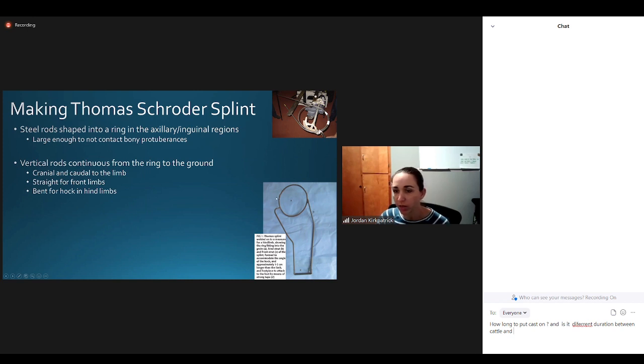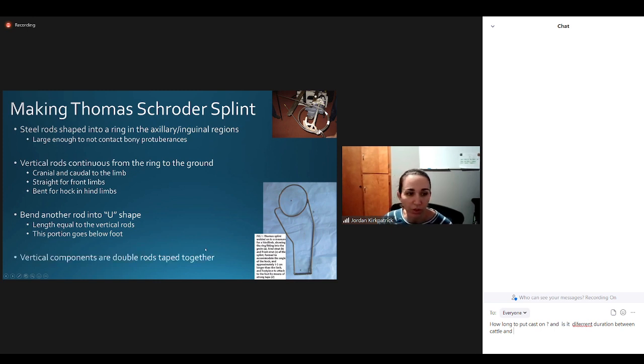So this is the ring that will go either over the shoulder or over the pelvis. And then these vertical rods, this one is bent because it's for a hind leg, not a front leg. So it has to be bent at the tarsus. And then there's a U shape on the bottom, and that's where the foot is going to go. It's going to go a little bit below the foot. Depending on the size, since you'll have these rods coming down from the ring and then others coming up from the U, they're taped or welded together depending on the size of the Thomas Schroeder splint.